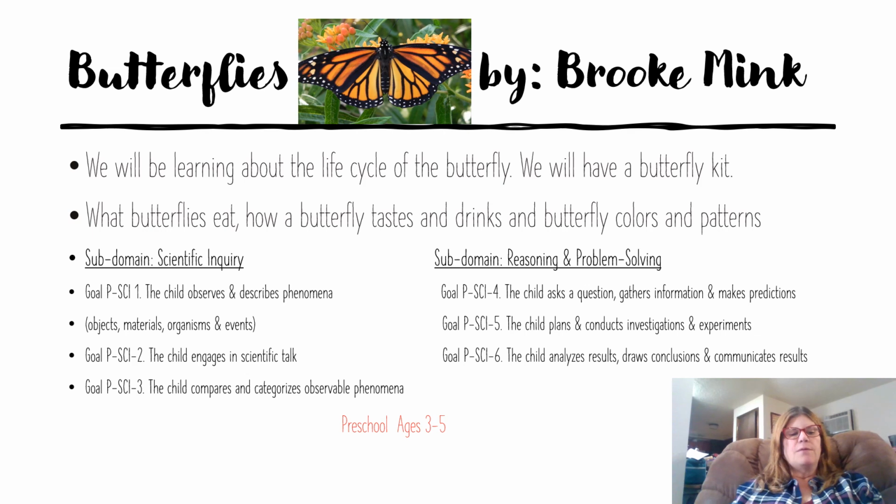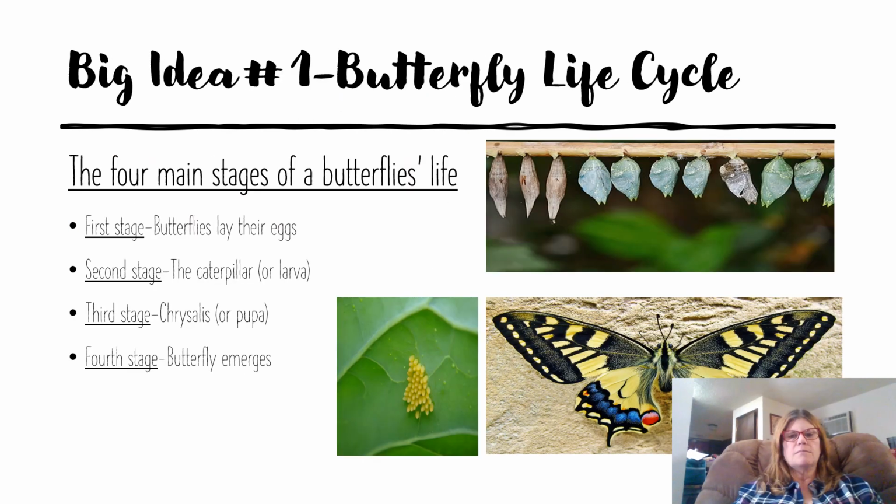GOLP SC4, the child asks a question, gathers information, and makes predictions. And GOLP SC5, the child plans and conducts investigations and experiments. And GOLP SC6, the child analyzes results, draws conclusions, and communicates the results.